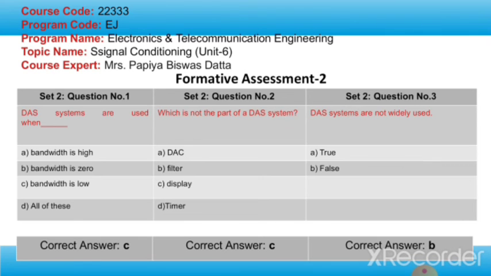Now let's take a minute and try to answer this question. DAS systems are used when which is not part of a DAS system, and DAS systems are not widely used, whether it is true or false.